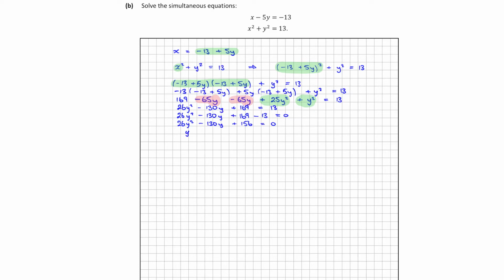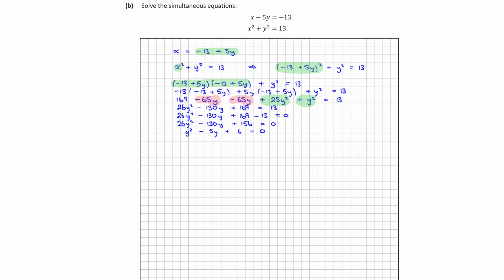26 divides into y squared, so we'll be left with just y squared minus 5y plus 6 equals 0. Okay, so you can see there 26 goes into that, so I'm left with just 1. 5 lots of 26 go into that, so I'm left with the negative 5. And 6 lots of 26 go into that, so that's why I'm left with the positive 6 there. Okay, I've now got a quadratic equation, and you should be able to solve quadratic equations.